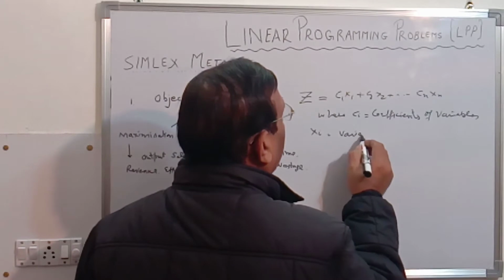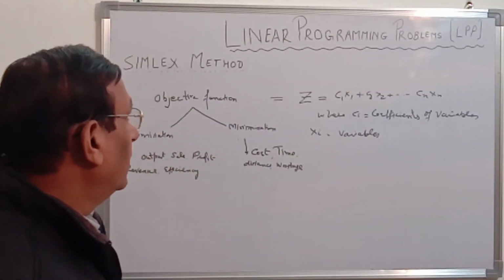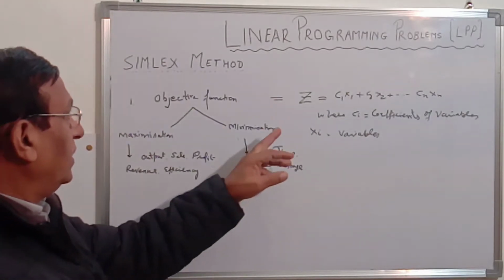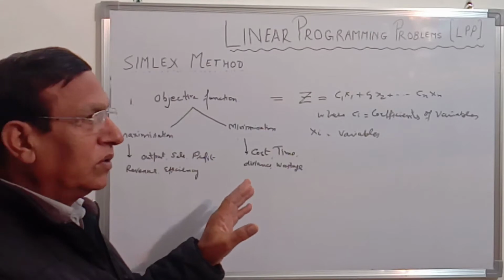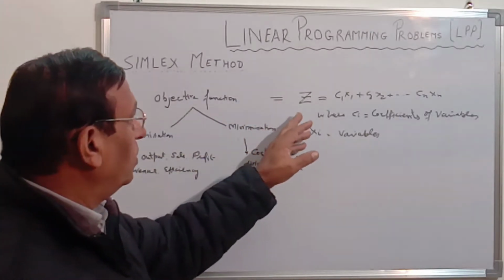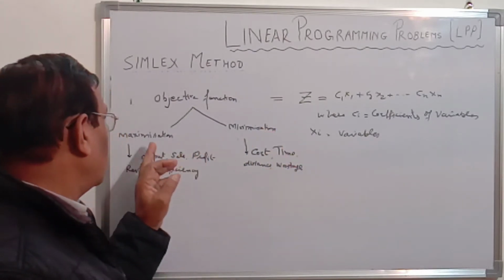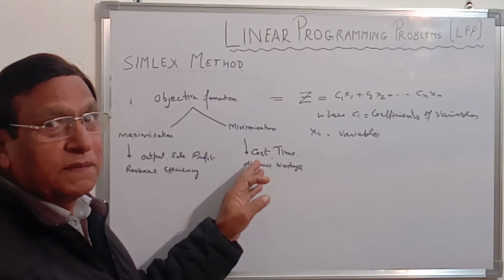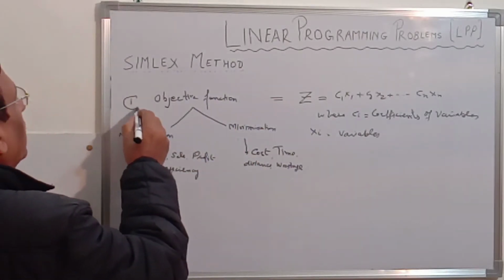Variable means which varies, which we have to calculate. So this Z is the first thing, the objective function. Before solving any numerical, you have to be very particular to note whether it is maximization or minimization. Why? This I will explain later on. This is the first point.